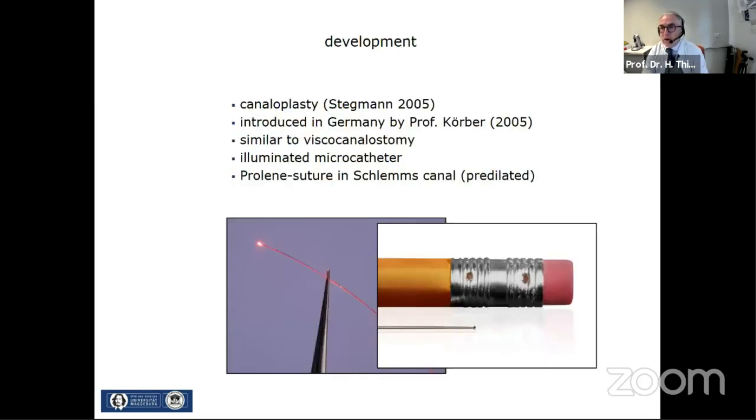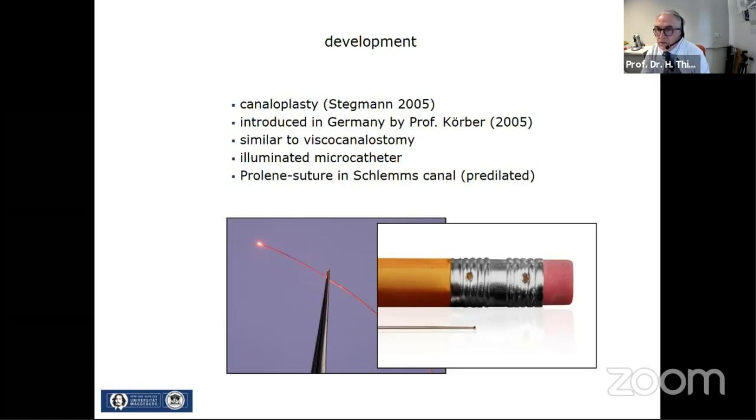As you know, Stegmann in South Africa developed the technique because he was fed up doing trabeculectomies in colored people and blacks. So he thought about a technique that gets away from the bleb towards the inner Schlemm's canal and collector channels, to open them up.